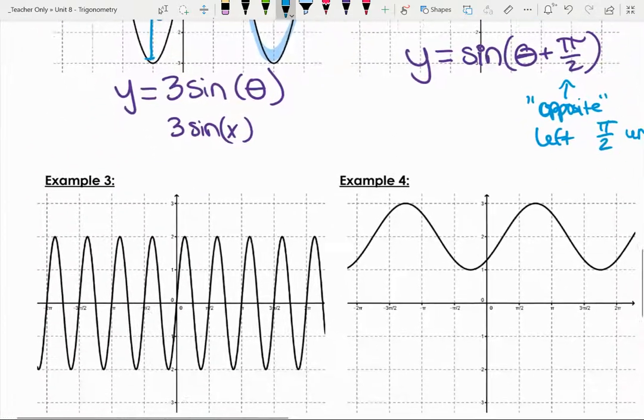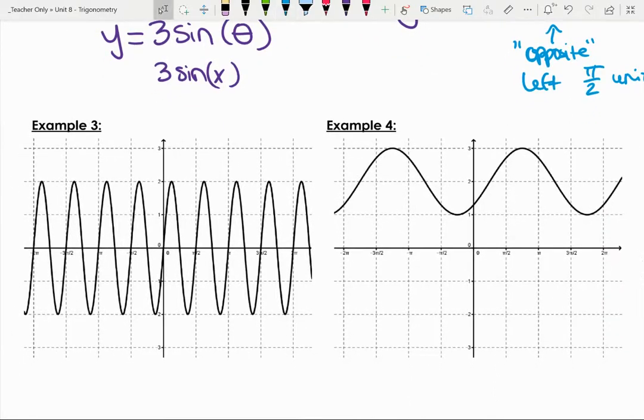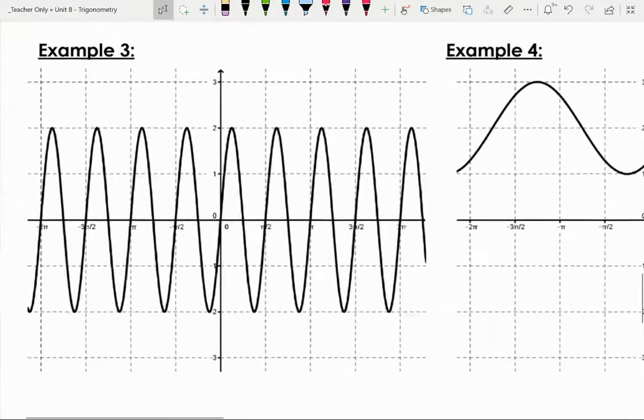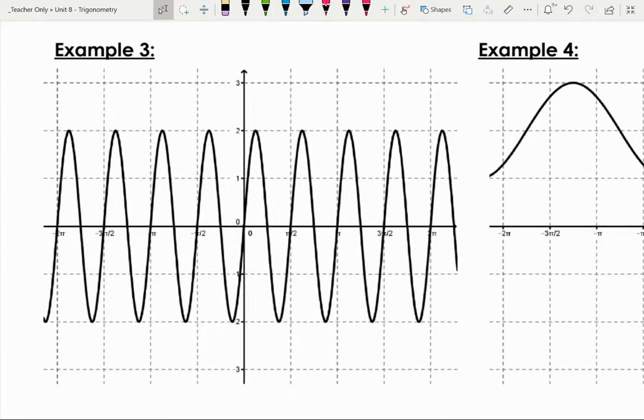All right, just a couple more examples to get us all used to the idea. So example 3, it looks like maybe there's been a change in frequency. So maybe we'll start there. If I start at 0, 0, and I'm looking, where is 2 pi? 2 pi is right over here. I'm going to have 1, 2, 3, 4 cycles.